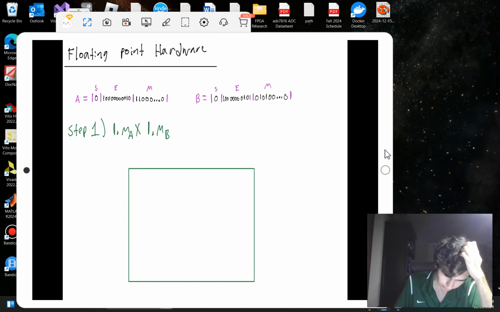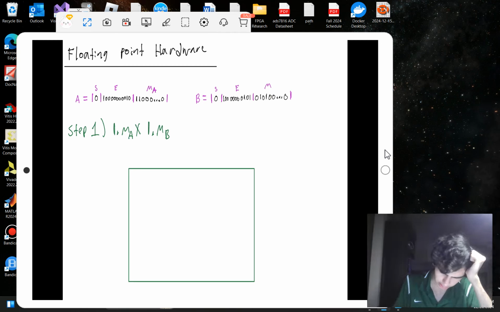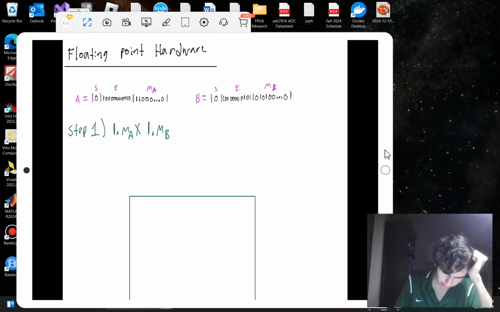And remember, the mantissa field is 52 bits wide, which means a 1 dot all of this, or a 1 dot all of this, is going to be 53 bits. So that's MA, that's MB, and we're going to need to multiply both of those together. The way that's going to be expressed is 1 tick B1 and then MA.